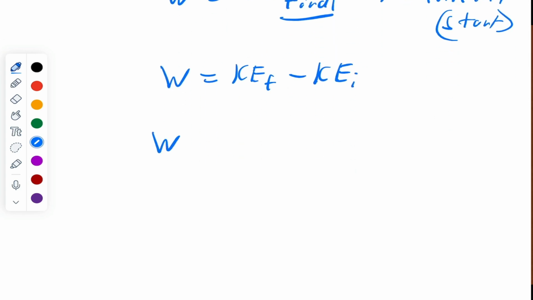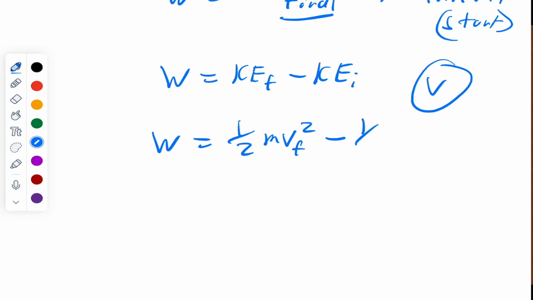So we can say that the work is, kinetic energy is 1/2 the mass times our velocity squared. And because we're focusing on velocity here as the change, it's going to be the final velocity. And then minus 1/2 the mass times velocity squared initial. Okay? So again, we're doing a change in velocity here to make this happen. Now, this is where you could end it.